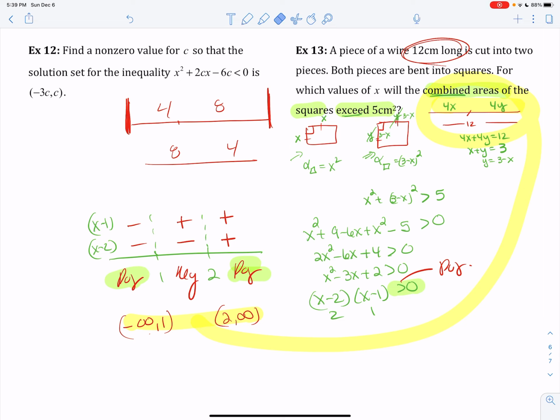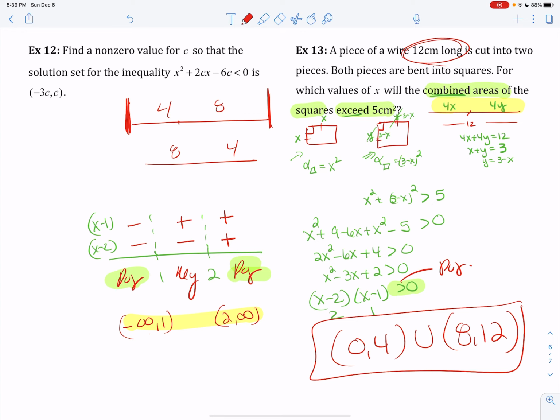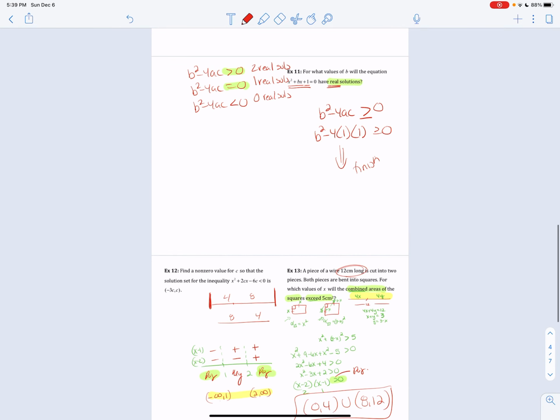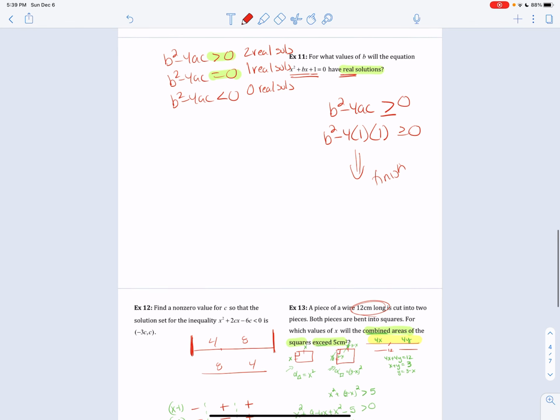So my intervals would be 0 to 4, and 8 to 12 as my final answer there. And I'm going to let you guys play around with 12, and I'm going to let you guys finish up on 11.